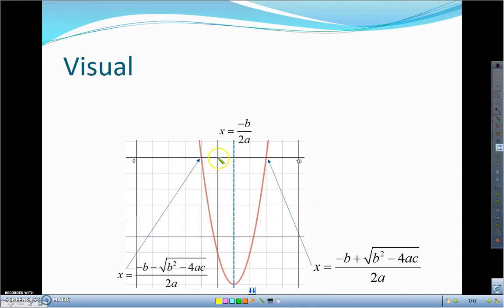Visually, for those visual learners, this is what it looks like, where we've got one root. This is negative b minus the square root of b squared minus 4ac, all over 2a. And the other root, which is negative b plus the square root of b squared minus 4ac, all over 2a. This is going to be something that we'll talk about. This is the midpoint of the roots, which is negative b over 2a, which is a shortcut.